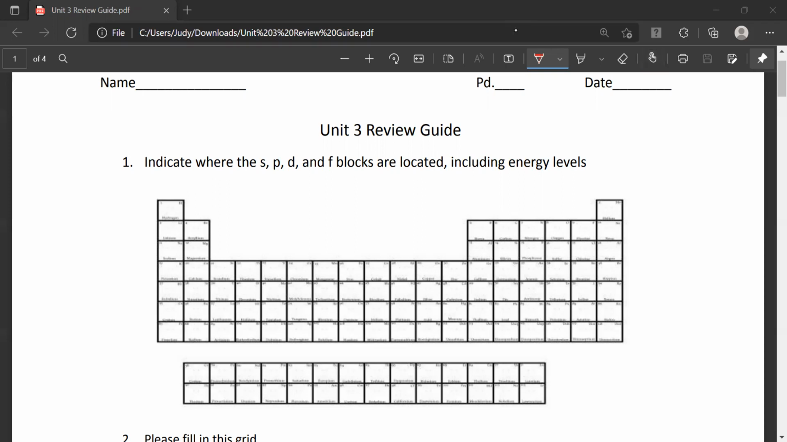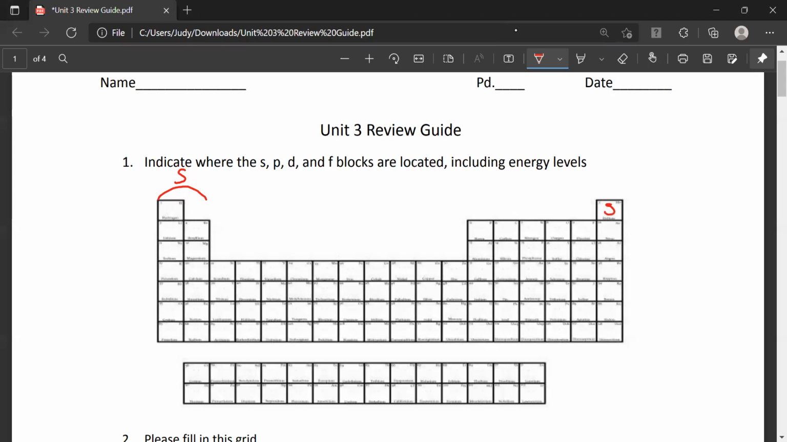First thing first, it says indicate where the S, P, D, and F blocks are located, including energy levels. We know that the first two columns right here are counted as the S sublevel. And also remember, this is also counted as the S sublevel as well. This is where the helium is, and that's where the S is as well.